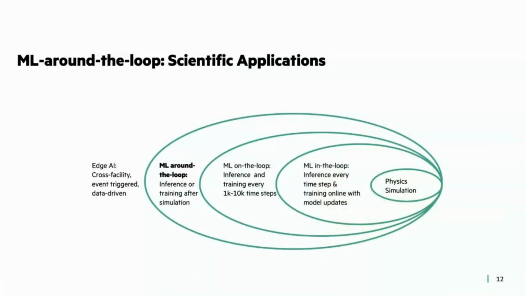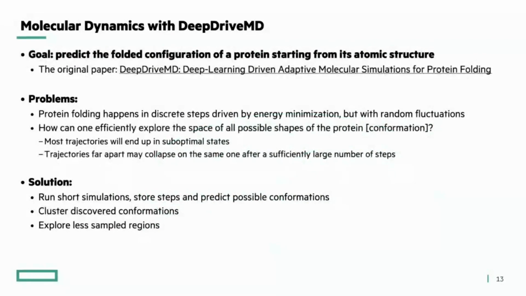Okay, and then I'm just going to run through this real quick. So now we're going to talk about ML around the loop. So this is where you do inference or training after the simulation. And the first one that we'll show is a now classic paper about how you use some things that you might want to call generative AI, but how you use AI to solve the problem of protein folding. Right. So in this particular case, it's the protein folding problem.